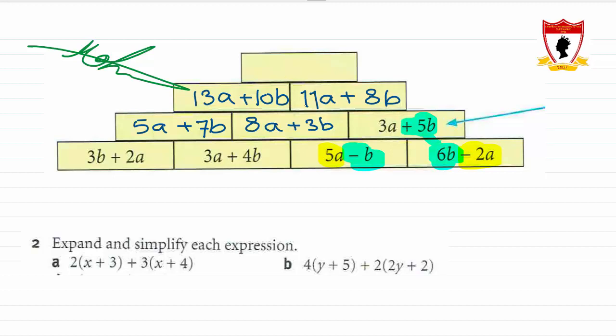Finally, 13a with 11a, it will be 24a. 10b with 8b is 18b.